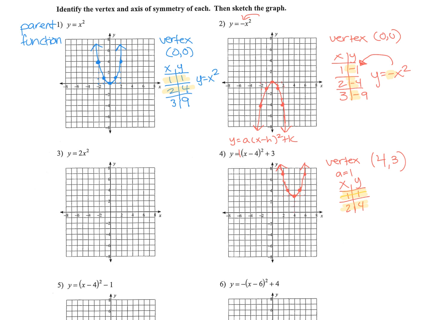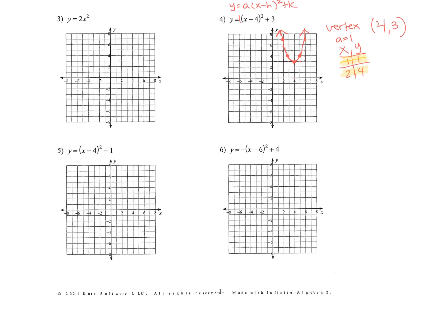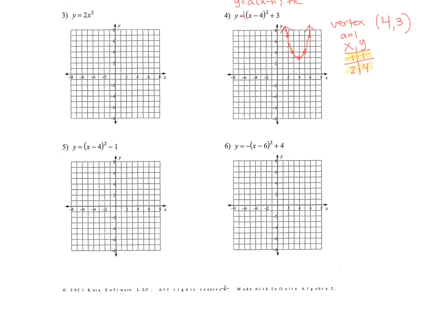So let's take a look at another graph with a negative in front. That would be this example right here. Again, my vertex is going to be the opposite of what I see for my x coordinate, so that's a positive 6. It's going to be whatever I see for my y coordinate, which is my k, so that's a positive 4. And my movement that I always write down is 1, 1, 2, 4.